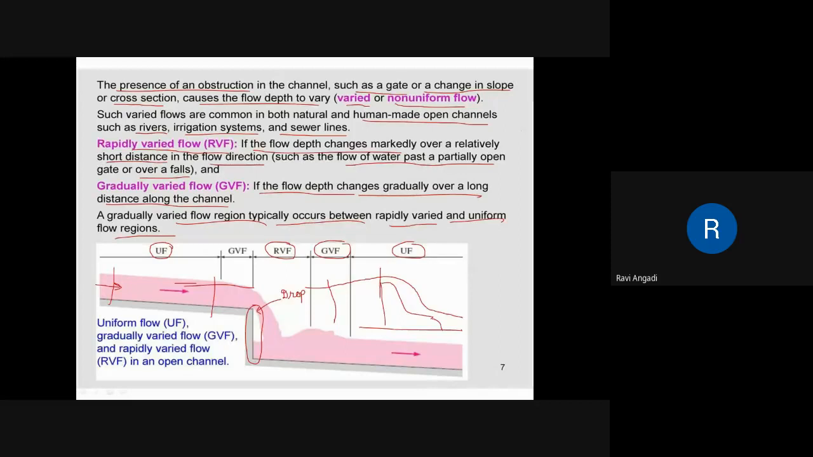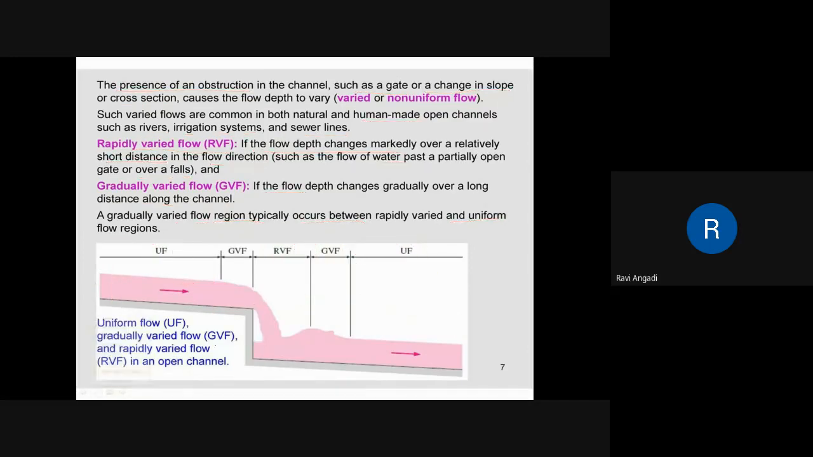From here to here, what kind of flow is it? Gradually varied flow, right? When it falls down, what is this flow? Rapidly varied flow. Okay, so try to understand the differences here, all of you. Here it's a gradually varied flow. Once it falls down, it changes suddenly over a shorter distance. Here it is mentioned the flow changes over a relatively short distance in the flow direction. So this is what we call a rapidly varied flow.